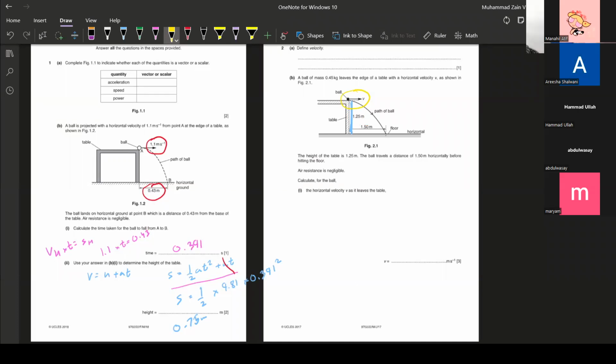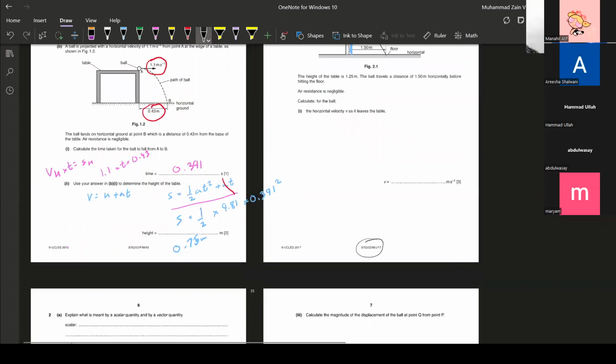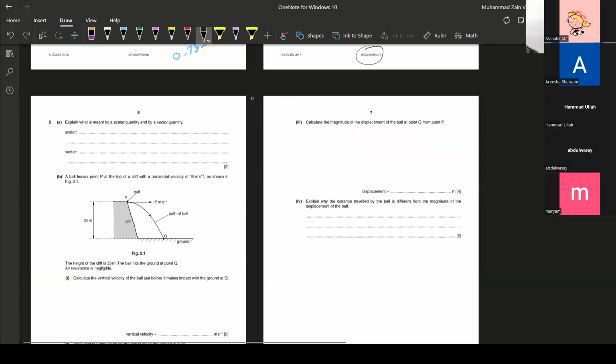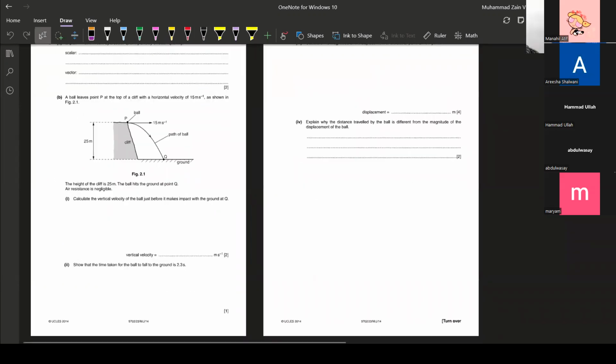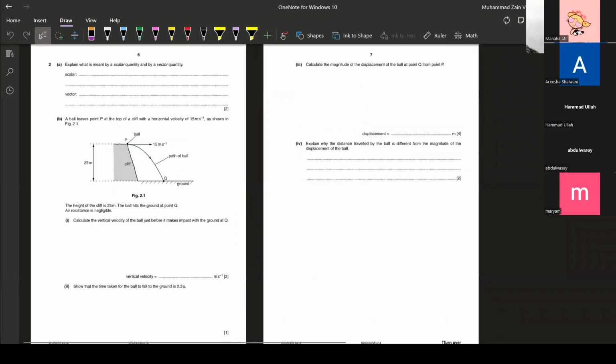And maybe you guys can try this out yourselves. So it's May, June 2017, variant 2. It's just the reverse, so I won't go through it again. Now this part is just similar to the above part, just that this time, in the previous part, they just asked me about the height and the time.